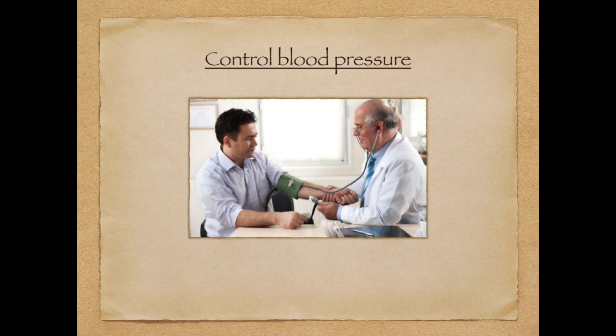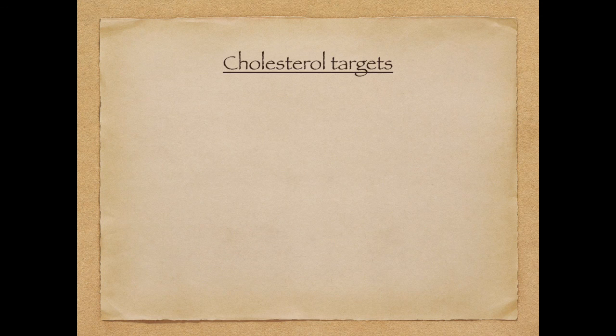Coexisting hypertension should be treated aiming for a blood pressure less than 140 by 80 millimeters of mercury. However, if there are signs of complications, the target is even tighter at less than 130 by 80 millimeters of mercury. This can be achieved by a combination of lifestyle modifications and medications.